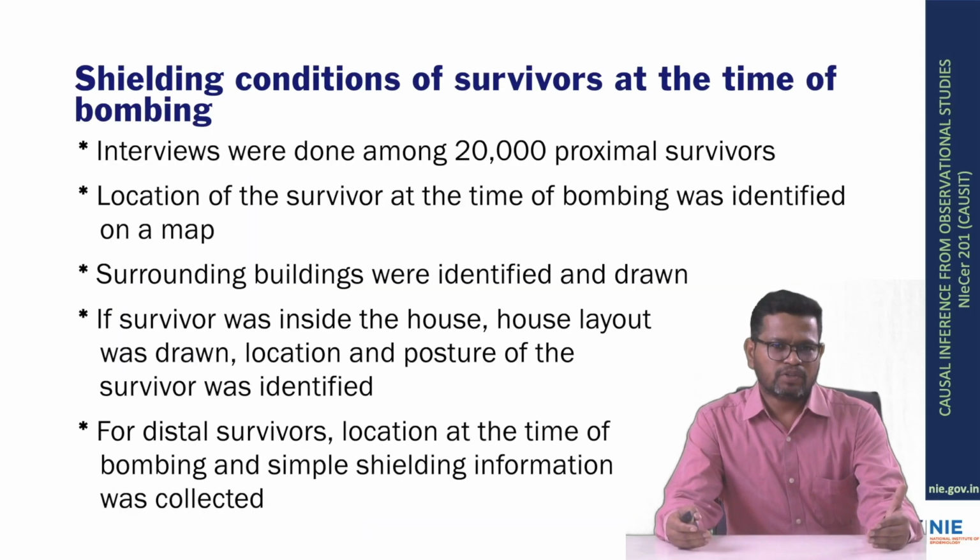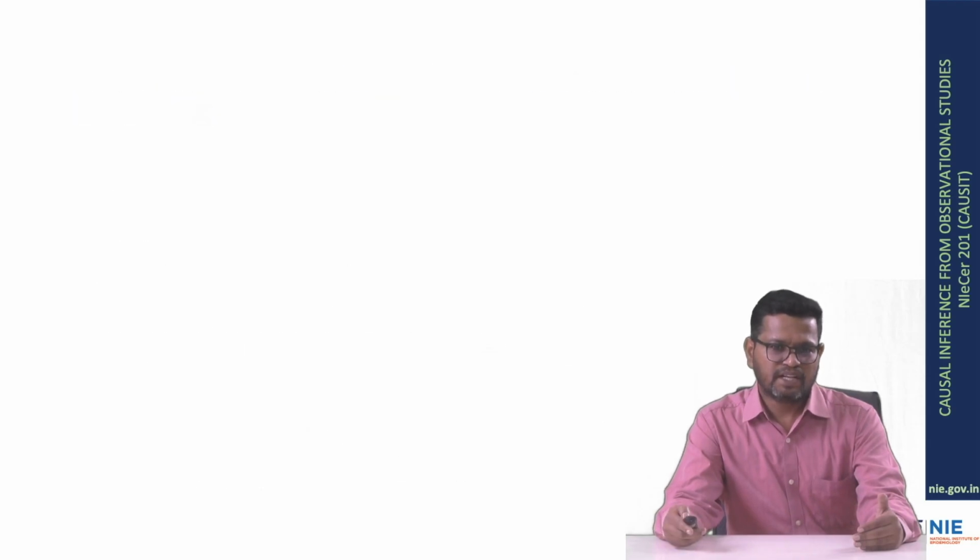The study interviewed all the 20,000 proximal survivors. They identified the location of the survivor at the time of bombing on a map, and they also identified the surrounding buildings and drew them on a map. And if the survivor was inside a house, the layout was drawn, and the location and posture of the survivor were identified. For distal survivors, location at the time of bombing and simple shielding information was collected.